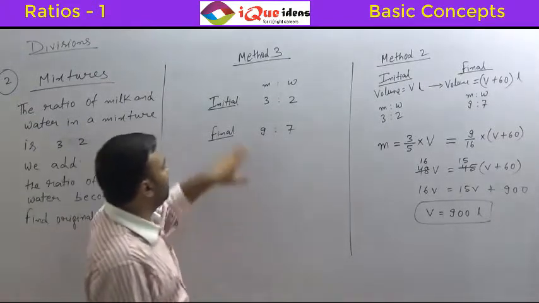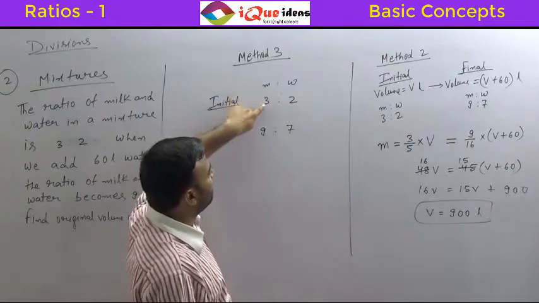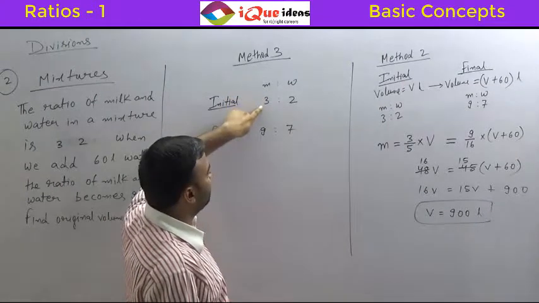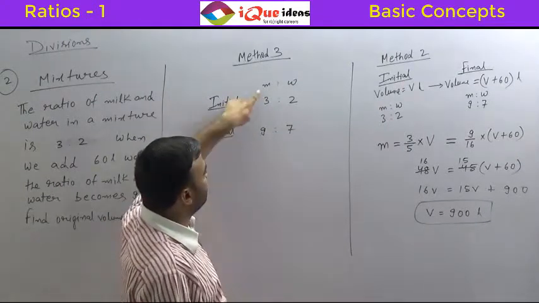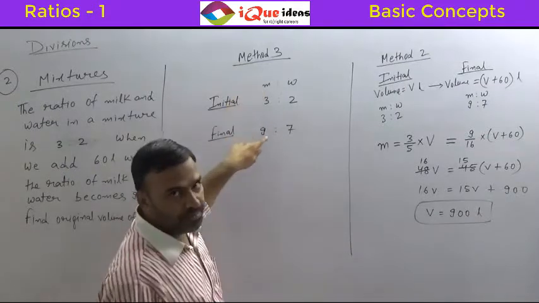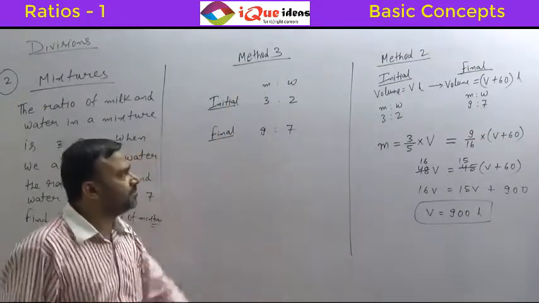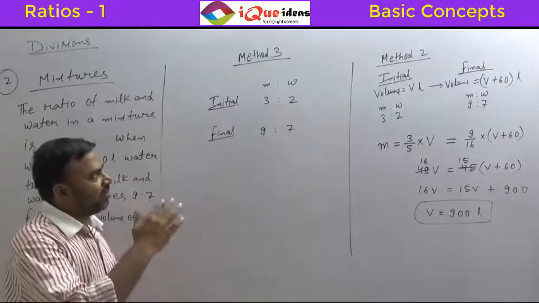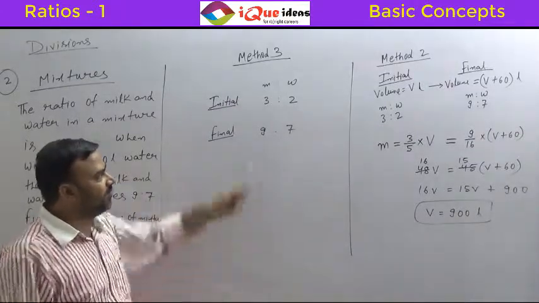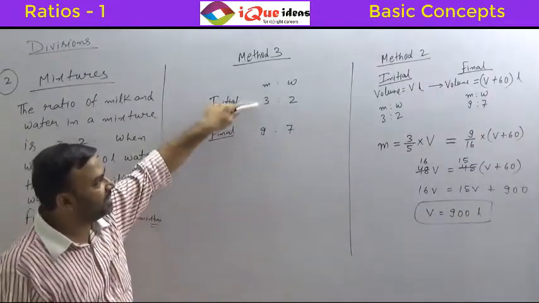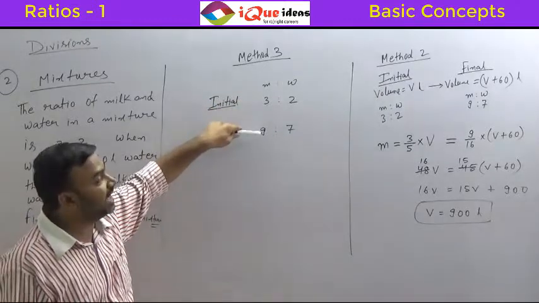But here in the initial situation, the number corresponding to milk is 3. In the final situation, the number corresponding to milk is 9. They are not the same. Let's make them the same. We know how to cancel out and how to multiply, right? So if you have to make them the same, what do we have to do? We have to take the LCM of these two numbers.